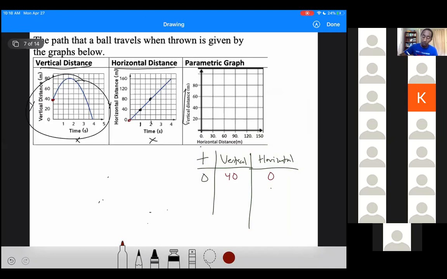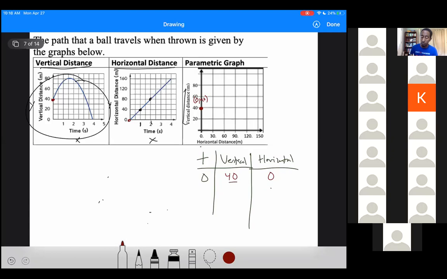So if we graph that on the parametric graph, the vertical is the y, so here's 40. That's 40 comma 0. Oh, no, I'm sorry. Yeah, that's 0 comma 40. I did it backwards, right? This is backwards for x and y, sorry.